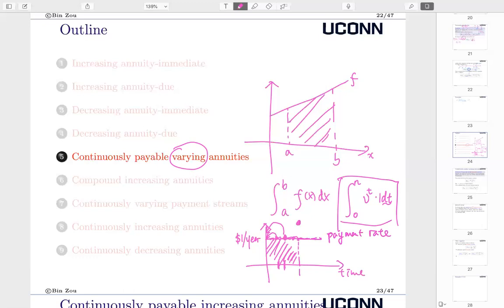The rate function will be some strange curve, or may grow like this or may be decreasing like this. Previously, we have a flat line. Okay, so that's something we're going to study in today's video.